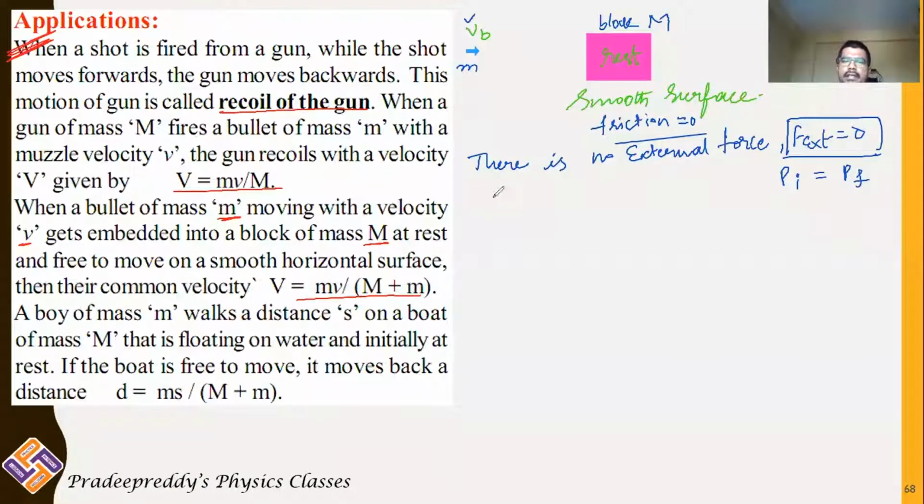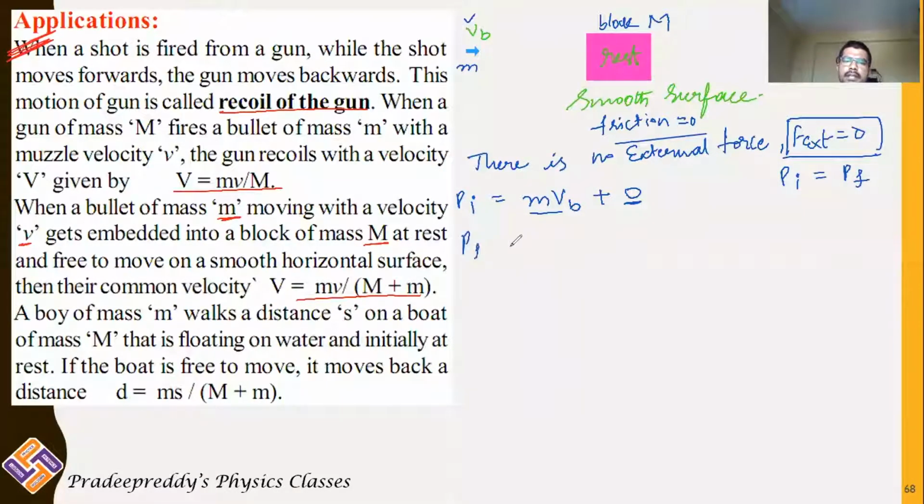Now I will write the initial momentum of the system. Initial momentum of the system is equal to mass into velocity of the bullet plus 0. This is the velocity of the bullet and mass of the bullet. The initial momentum of the bullet is non-zero, but the block is in the rest position, so the velocity of the block is 0. Therefore, the second term is equal to 0. Initially, the momentum of the whole system consists of the momentum of the bullet and the momentum of the block. Momentum of the block is 0. Momentum of the bullet is non-zero. Now, this should be exactly equal to the final momentum.